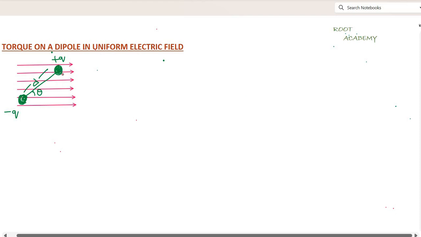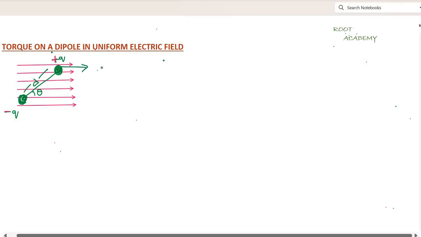Hi students, today we will derive the torque experienced by a dipole which is kept in a uniform electric field. So this is the dipole, one end is plus Q and one end is minus Q. When it is kept in an external electric field, these arrows are showing the external electric field. The positive charge will experience an electric force QE in the direction of E, and the negative charge will experience a force opposite to E, which is also QE.